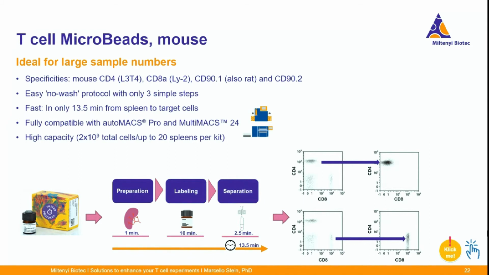Each microbead kit has a high capacity of 2 × 10⁹ total cells, which corresponds to up to 20 mouse spleens. Consequently, with their high sample capacity and automation options, the updated microbeads mouse are not only economic, but also very efficient and therefore ideally suited for the processing of high sample numbers.